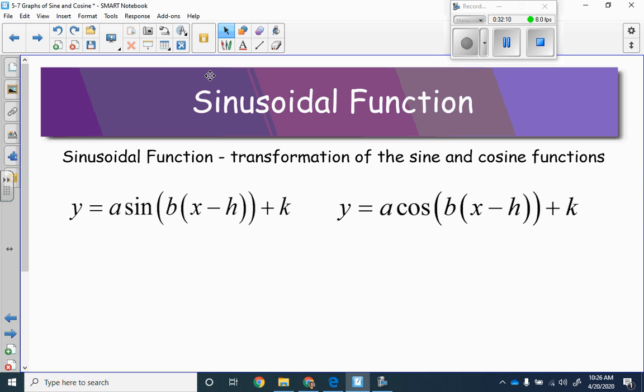Now we're going to take a look at how you do transformations with sine and cosine. When you're doing a transformation with them, you are doing what's called a sinusoidal function. Kind of a fun word to say. The sinusoidal function is changing that parent function that we were just looking at, whether it is stretching it vertically to affect your amplitude, or stretching or compressing it horizontally to change your period. And that's based off of that Ferris wheel problem that we saw.